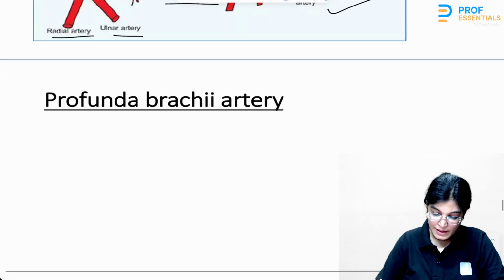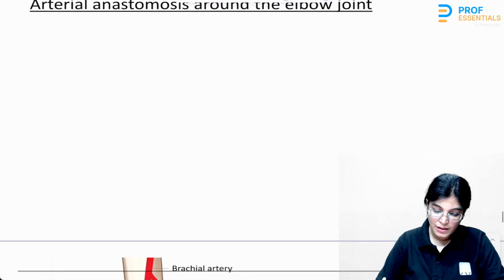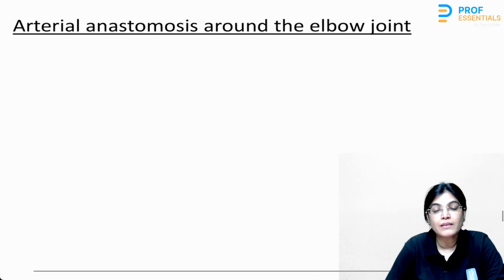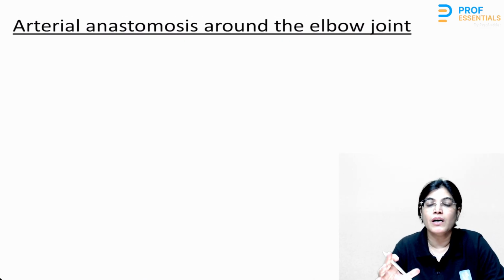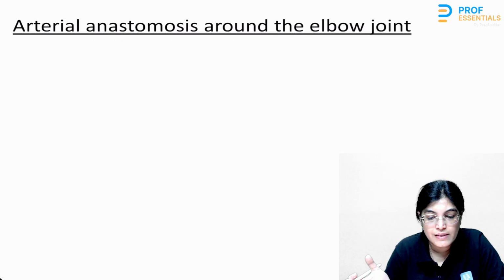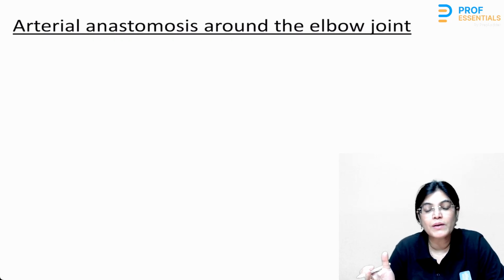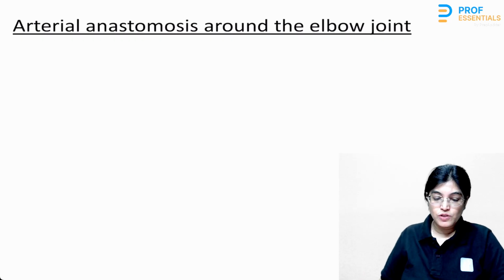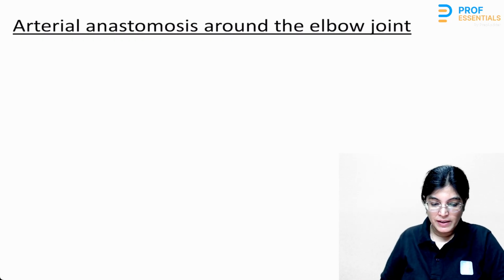Okay, done with this. Now, thereafter, actually this is not a must-know question, but it is a may-know question: the anastomosis around the elbow joint. There is an anastomosis occurring around the elbow joint, between the branches of the brachial artery and the branches from the radial and ulnar arteries. The branches of the brachial artery will anastomose with the branches of the radial and ulnar arteries to form an anastomotic network. That is a very important point.